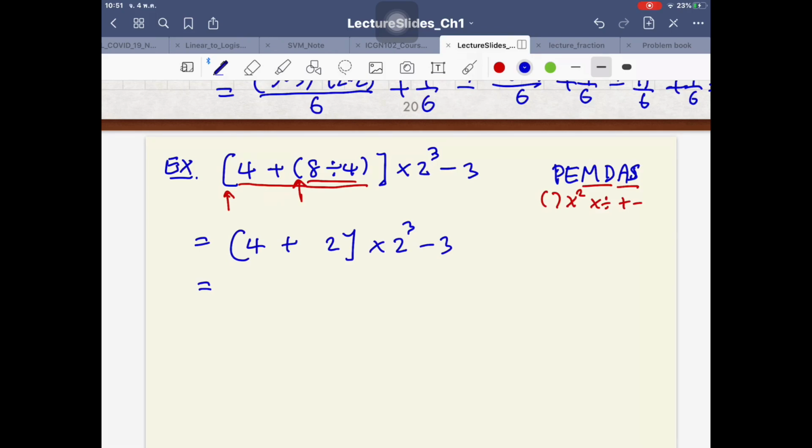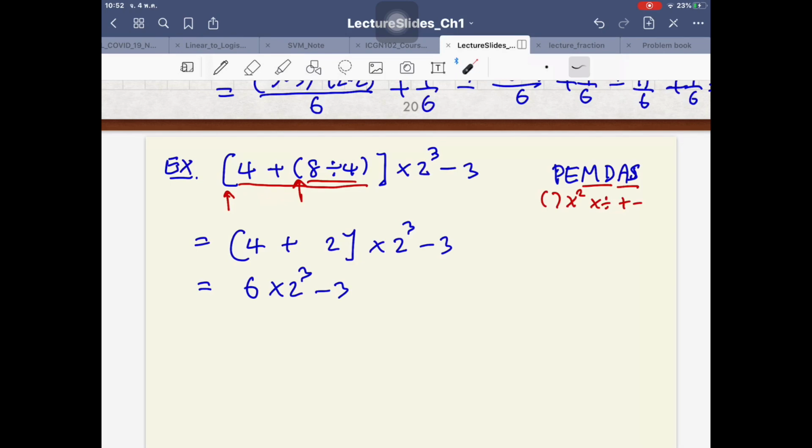Because here we still follow the rule of PEMDAS, the first thing is you need to calculate the term inside the parentheses. So now you're going to get 6, right? 4 plus 2, you get 6. Now at this step, you see the exponent, which is 2 to the power 3. And this term will have more priority than the multiplying, because E is before M or D.